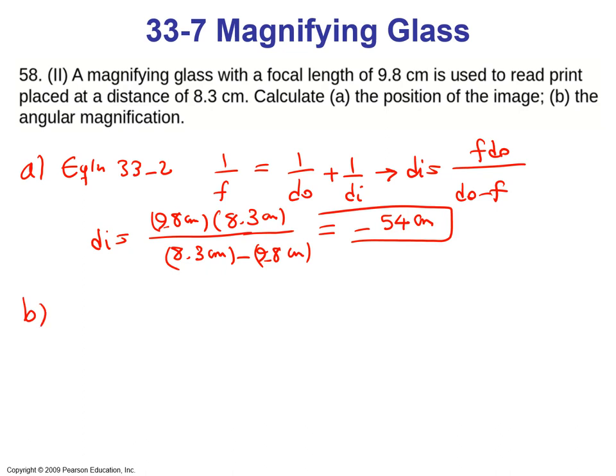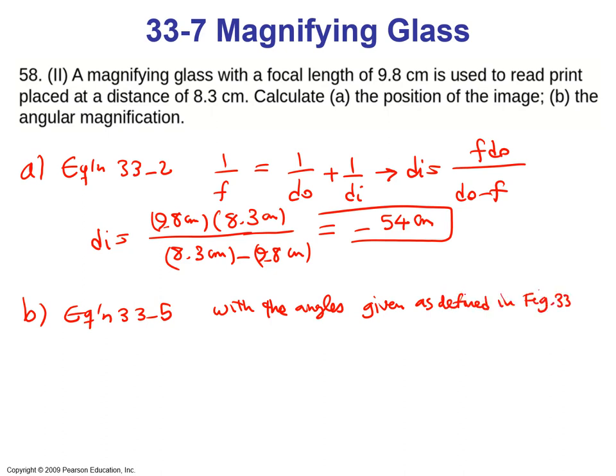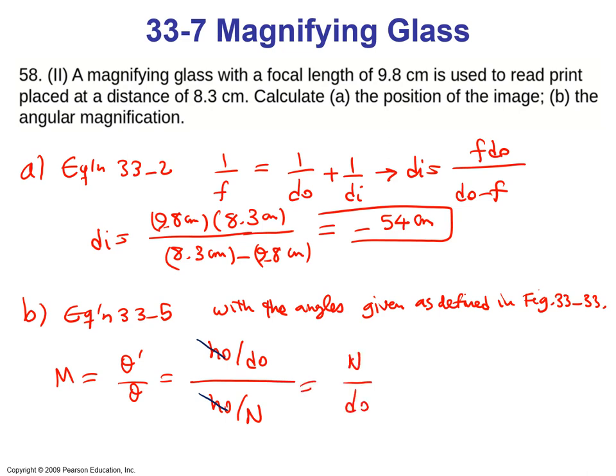For part B, the angular magnification, we should use equation 33-5 with the angles as defined in the figure. Note that the image is neither at infinity nor at the near point, so this should be an approximation. So we say M is equal to theta prime over theta. This is equal to h_o divided by d_o over h_o divided by N. h_o cancels out. We have N divided by d_o, and we have 25 centimeters for a normal eye, and 8.3 centimeters for d_o. That gives us 3x angular magnification.